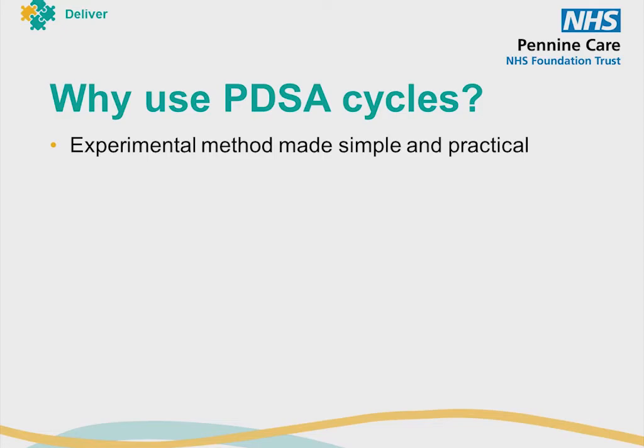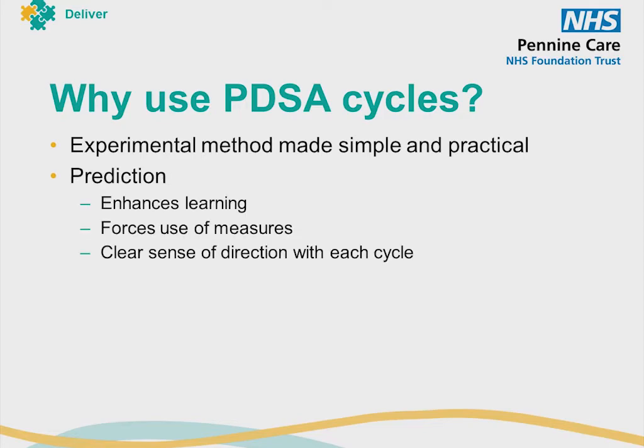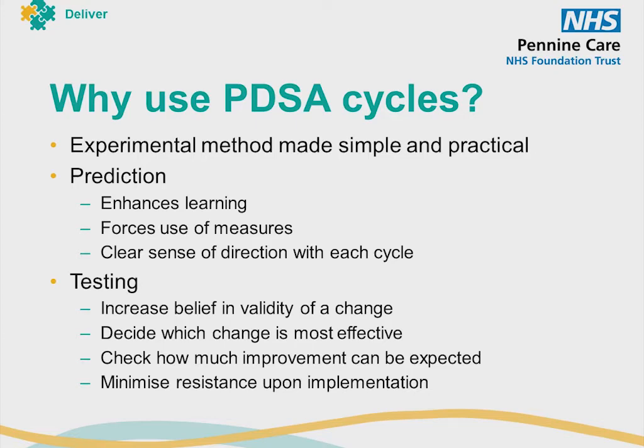So why do we use PDSA cycles? This is because these cycles are the scientific method made simple and easy. Because we're predicting what will happen, it enhances our learning, forces us to use measures, and gives us a clear direction to travel with each cycle. And because we're testing, it increases our belief that our change is the right way to do things. It can also help to decide which change is most effective and provide a sense check for how much improvement to expect. If we test our changes, it helps minimise resistance when we come to implement them.